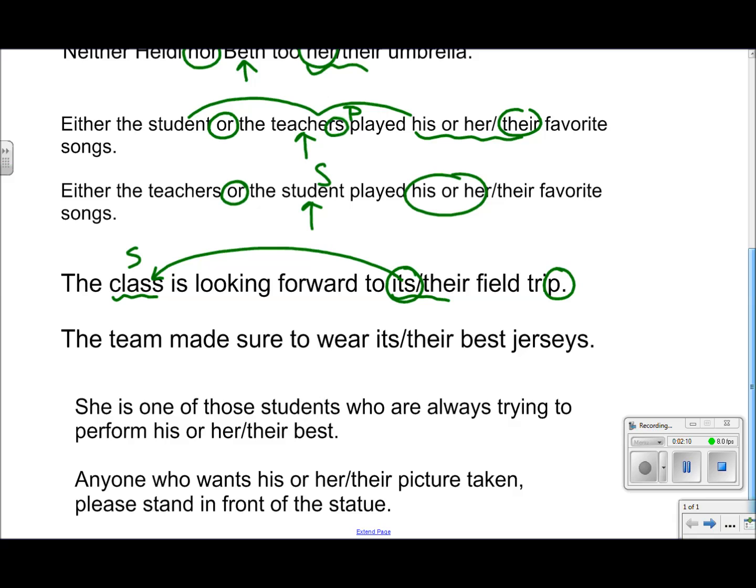For number 2, though, its or their is referring to the collective noun team. Team can be either singular or plural. I have to look at the word jerseys. They're wearing different jerseys, individual jerseys. So they are plural in this sense, so I would use the plural pronoun there.